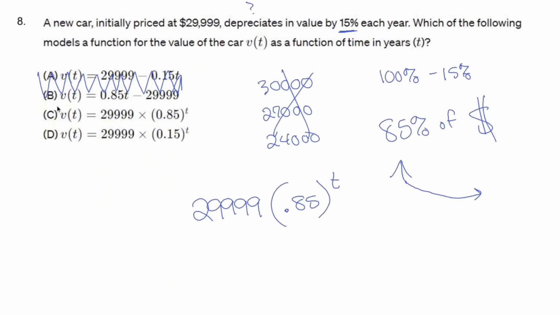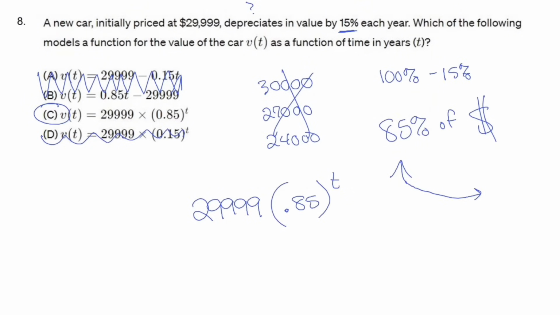So the one that we get is C. D means you're going to take away 85%. That's definitely not what we want to do. Don't buy a car like that. And speaking of car, the answer is C. And car, last time I checked, starts with C.